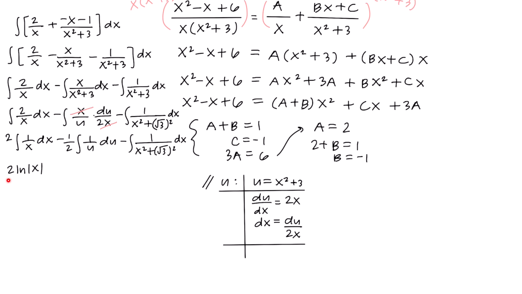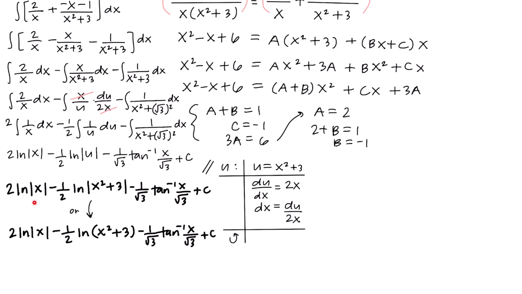So for this first one, we get 2 ln absolute value of x. Next, we get negative 1/2 ln absolute value of u. And for this last one, remember the formula is 1 over a tan inverse x over a. And in this case, a is root 3. And last step, I'm going to plug this u back in from over here.